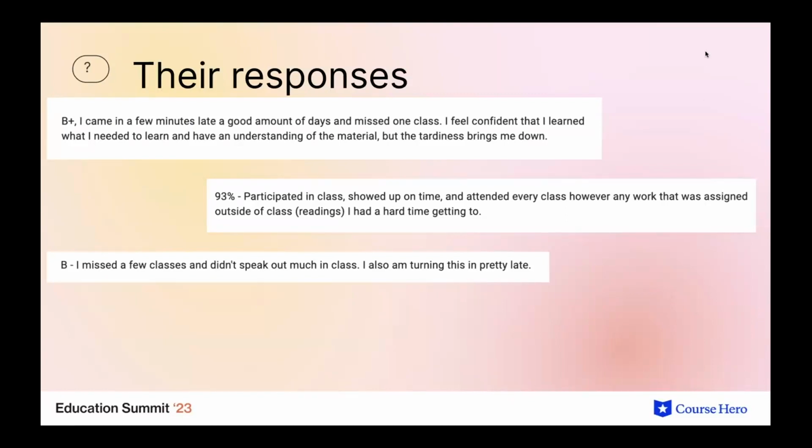The next one is interesting to me because it has a percentage. This is, again, the way that students think about grades. This attendance or this percentage is completely made up. She said 93% participated in class, showed up on time, and attended every class. However, any work that was assigned outside of class readings, I had a hard time getting into. Okay, so I came to class, I did everything. I didn't do the reading, so I docked myself 7 percentage points. So now I have a 93%.